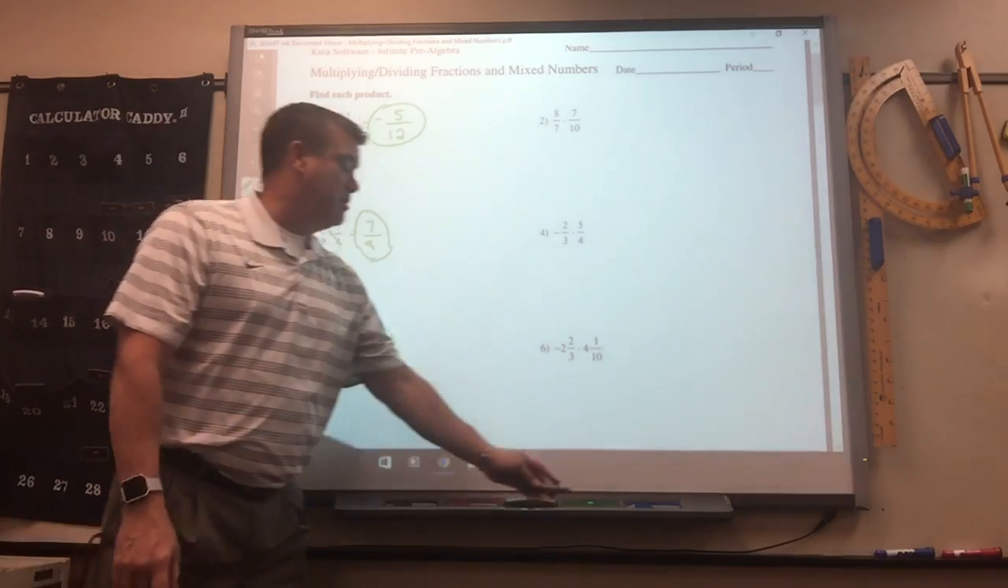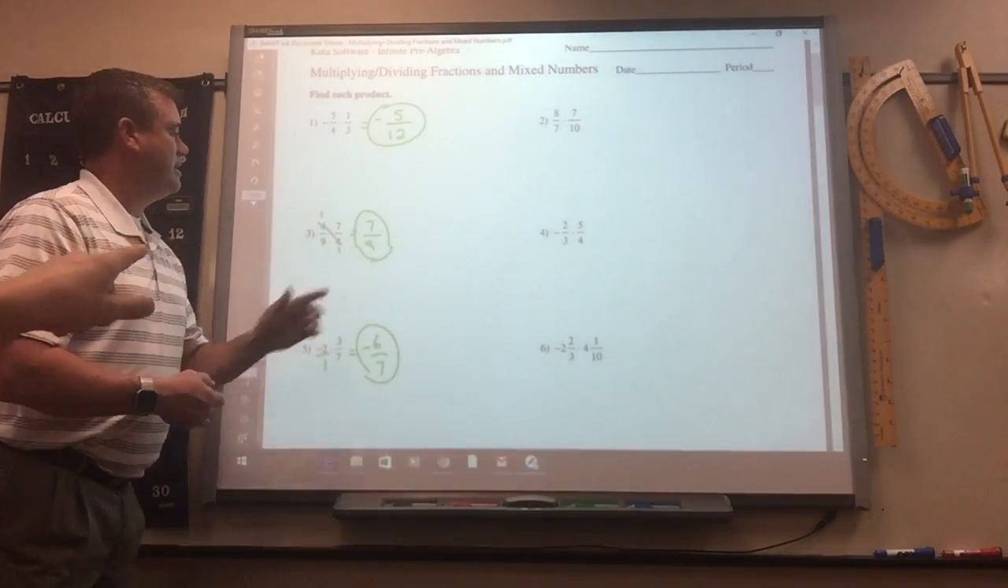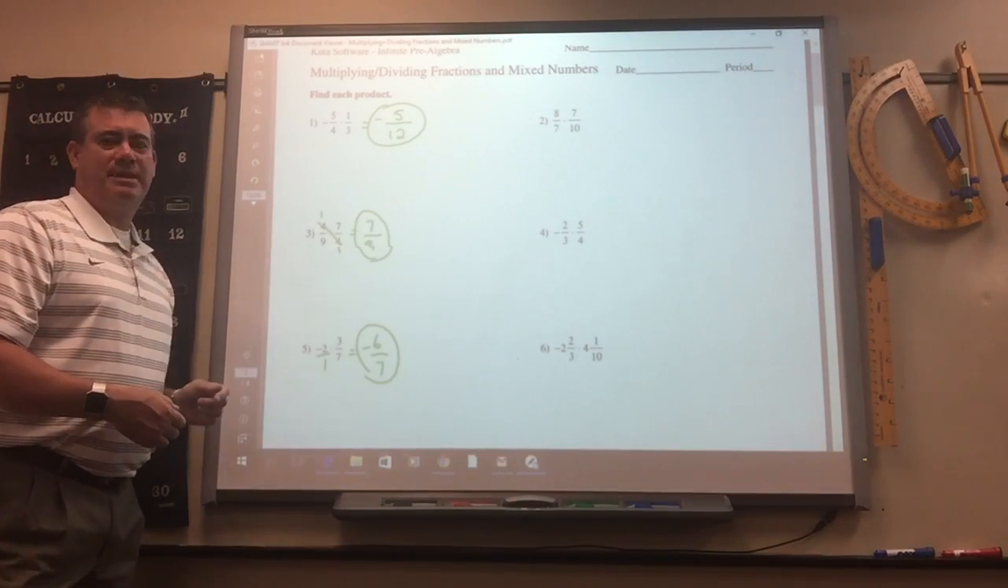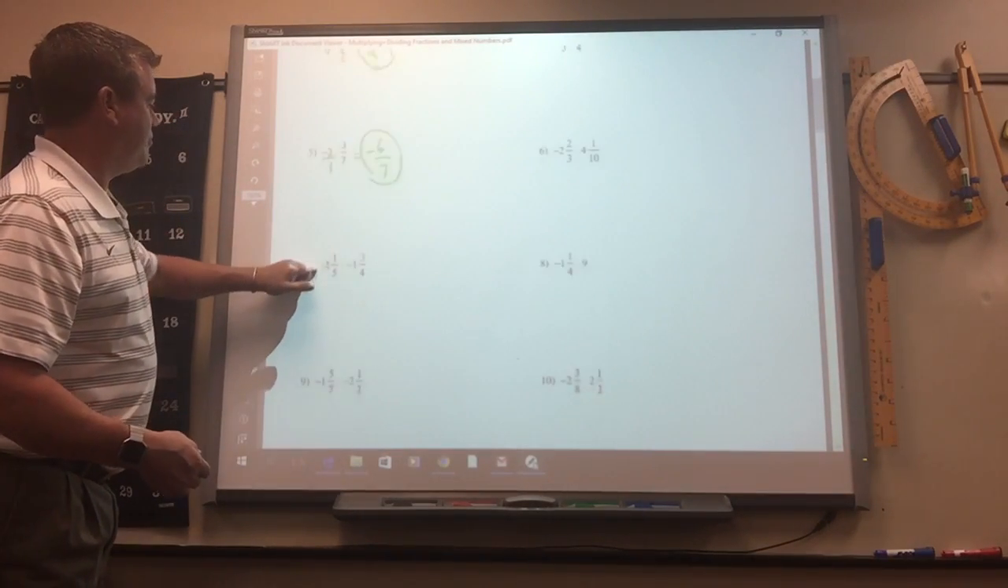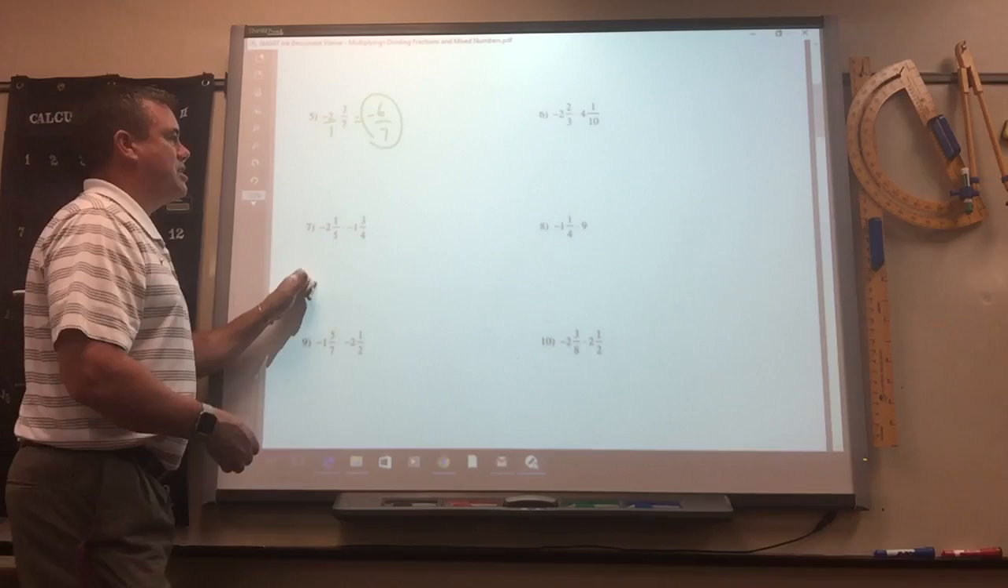Remember the multiply and divide rules. How do we do number 6? Wait, go look at 7 first. No, 7. Yep. I mean 6. We're doing all these. 6 and 7 are done the same way.